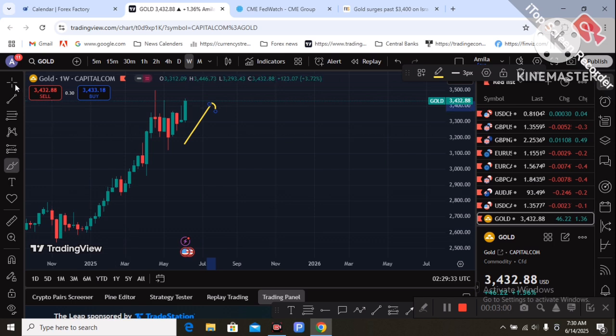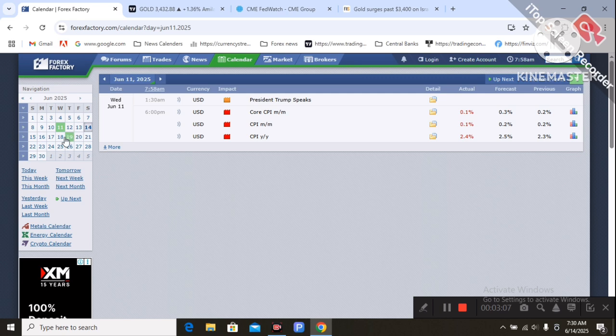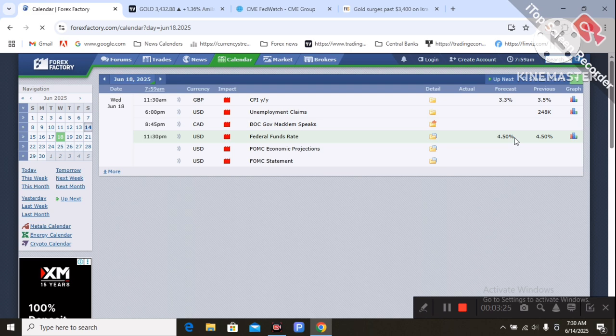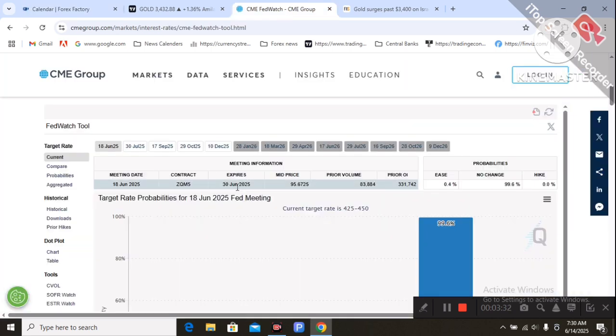So I am on the weekly chart. Now the interesting economic event next week is the Federal Reserve, the American Central Bank's funds rate decision, next Wednesday. So next Wednesday's FOMC meeting is the big event for the US dollar. The 4.5% is the current rate, and the American Central Bank, the Federal Reserve, is forecast to hold the rate at 4.5%.